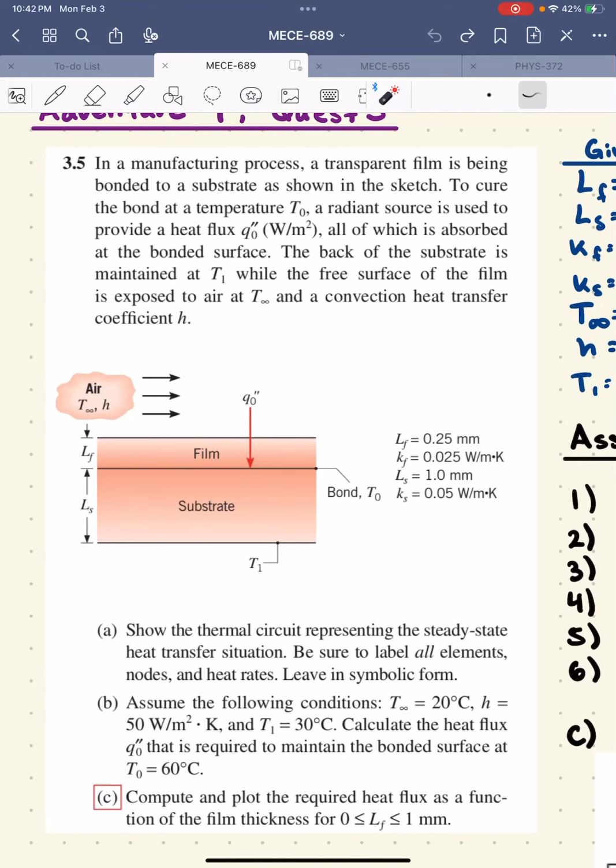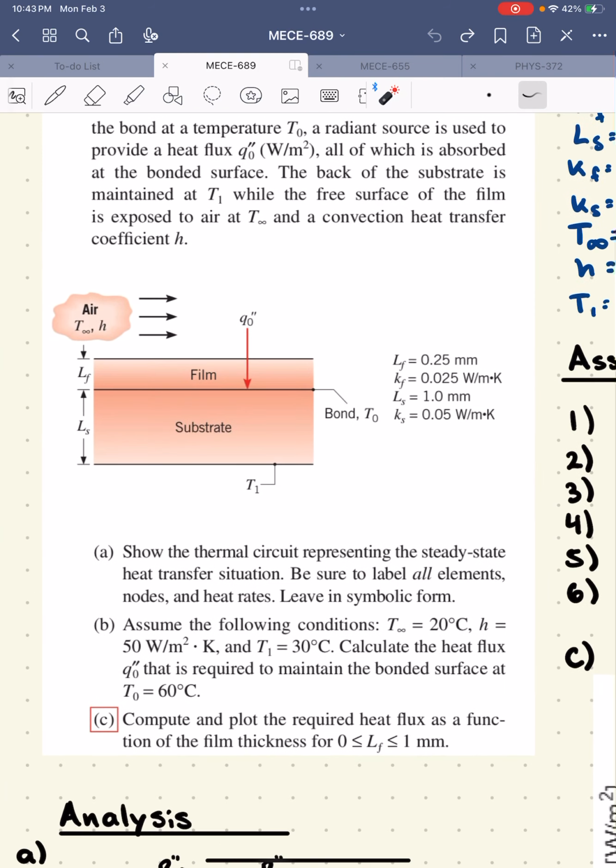Hey guys, so we're going to go over question 3.5 for this how-to video. In this problem, we're given a substrate and a film that we're trying to bond to the substrate by using a radiant source, which is providing a heat flux directly to this bonded surface here.